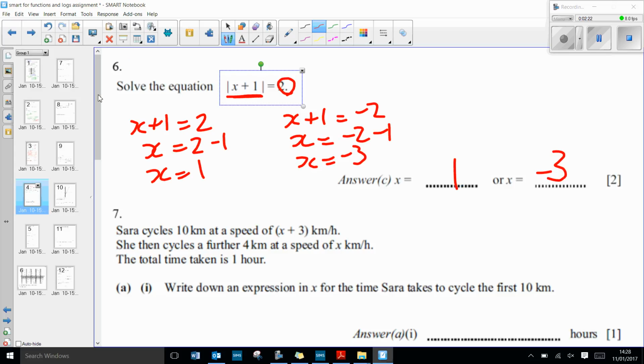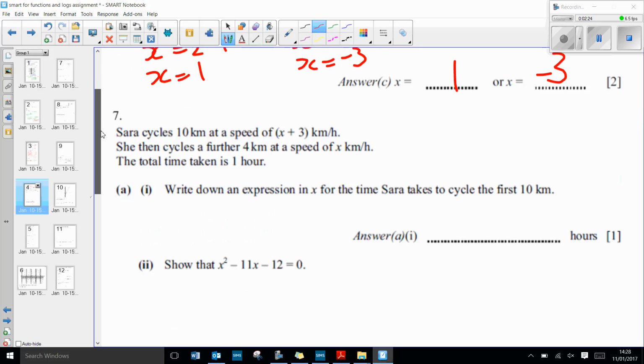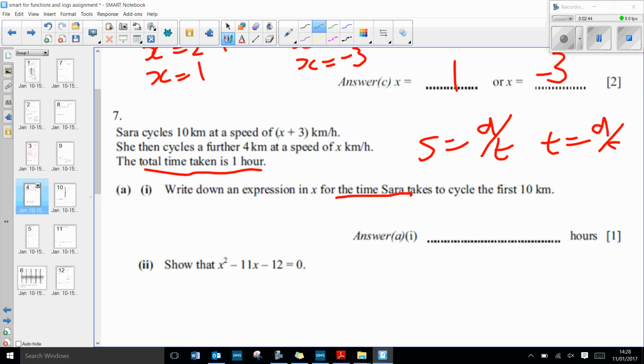Sarah cycles 10 kilometers at the speed of this. She then cycles a further 4 kilometers at this speed. The total time taken is 1 hour. So write an expression for the time that Sarah takes to cycle the first 10. So we know that speed is equal to distance over time, so time is distance over speed. Distance is 10, speed is x plus 3.